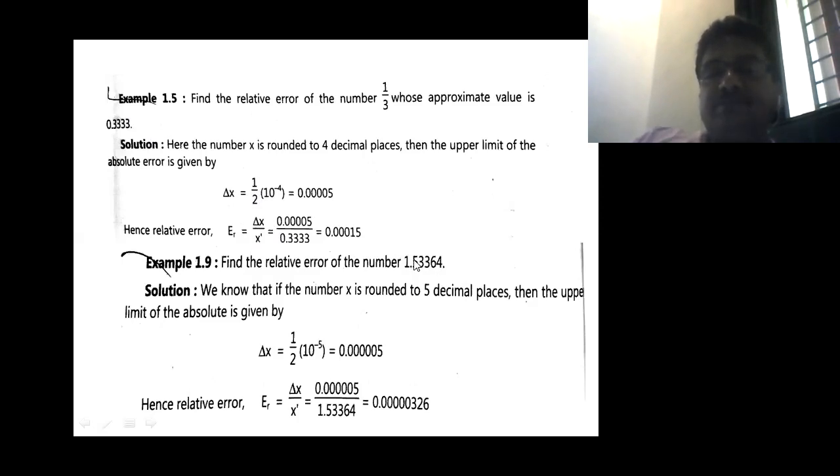So again this number is what? It is rounded to 5 decimal places, and therefore the upper limit of absolute error, or just say the absolute error, is what? Delta x is 1/2 10 raised to minus 5, that is 0.5 times 10 to the power minus 5, and then the relative error is what? Absolute error divided by the value of the number given, 1.53364, and that is the relative error, and the answer is this, 5 times 10 to the power minus 6. So the question is: find the relative error, and the answer is this.